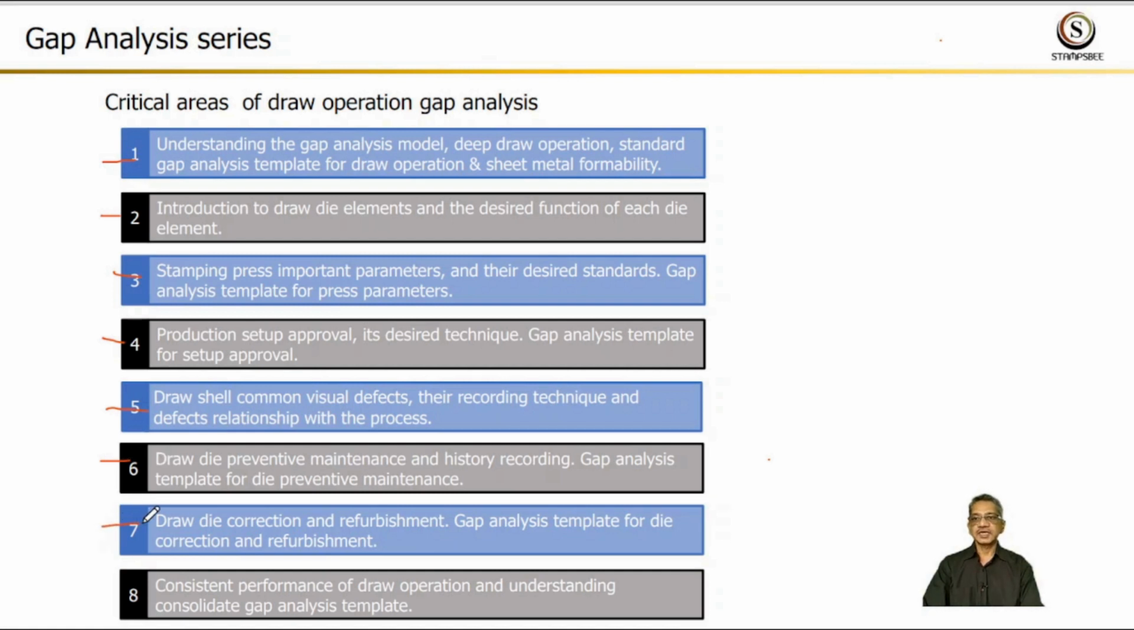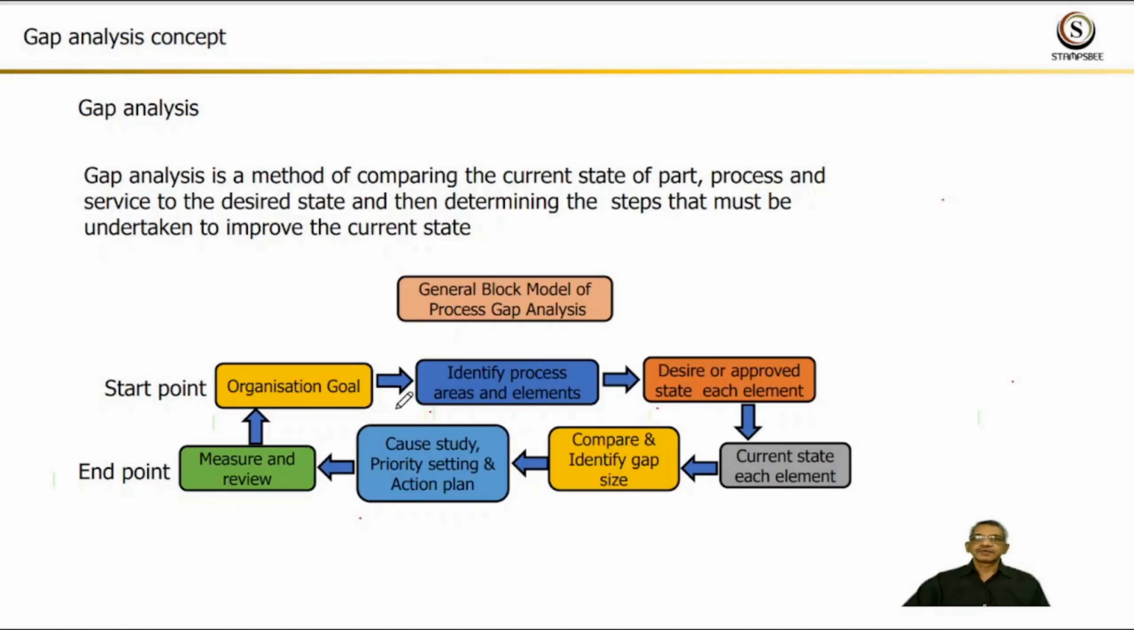Seventh area is draw die correction and refurbishment, gap analysis template for draw die correction and refurbishment. Last area is consistency in draw operation performance and understanding the consolidated gap analysis template. Without any further delay, we will start the first session of the gap analysis series. First, we will understand what is gap analysis.